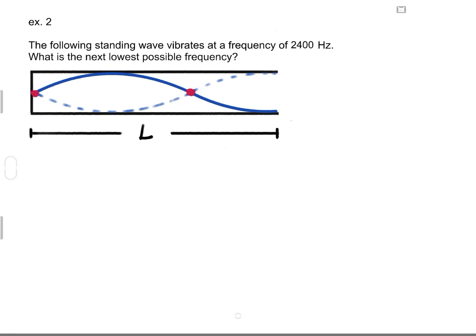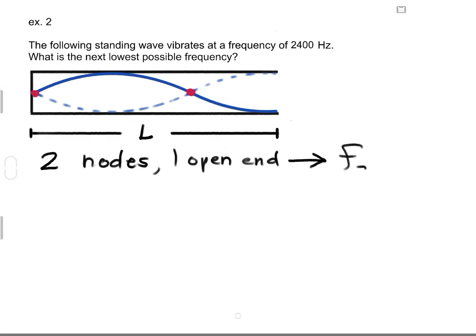The next thing you need to determine is how many nodes do you have? Here we see we have two nodes, one open end. Therefore, this corresponds to F3. Okay, our F3 is 2,400.